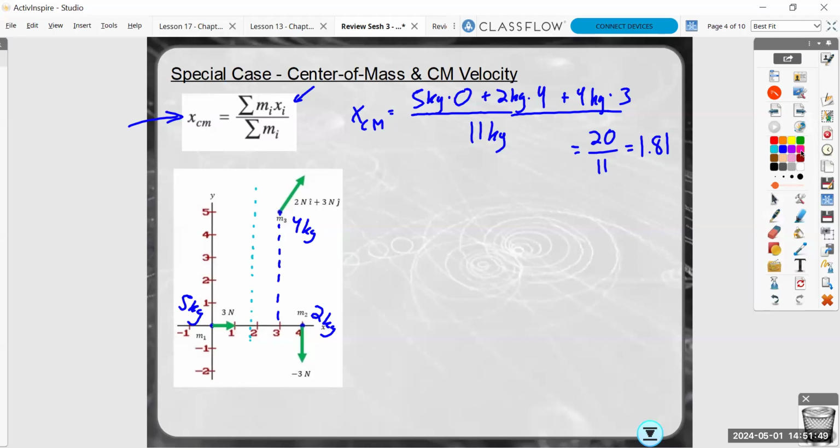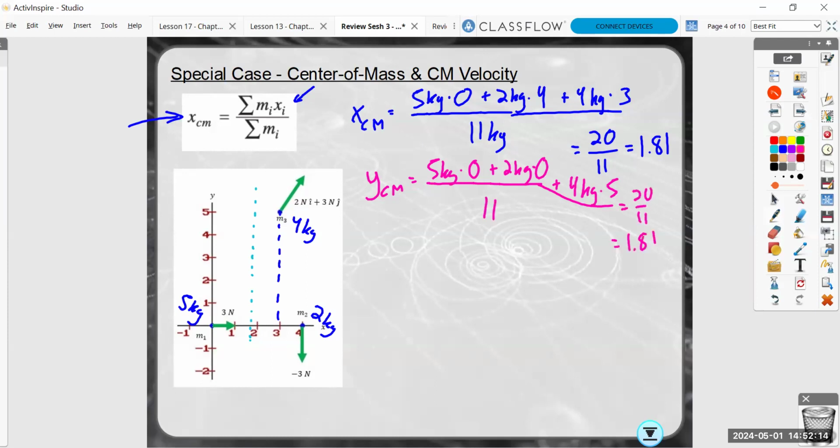Let's go ahead and try to find our y coordinate here. We're going to repeat the same thing, just using y values. So our 2 kilogram mass is also at a y coordinate of 0. But now our 4 kilogram mass is at a y coordinate of 5. Wow, we did a great job here. This is also 20 over 11. Good job, everybody. We got exactly the same number. So it tells me that the center of mass of our system is right there, which again feels okay to me. It's not perfect, but it feels all right.